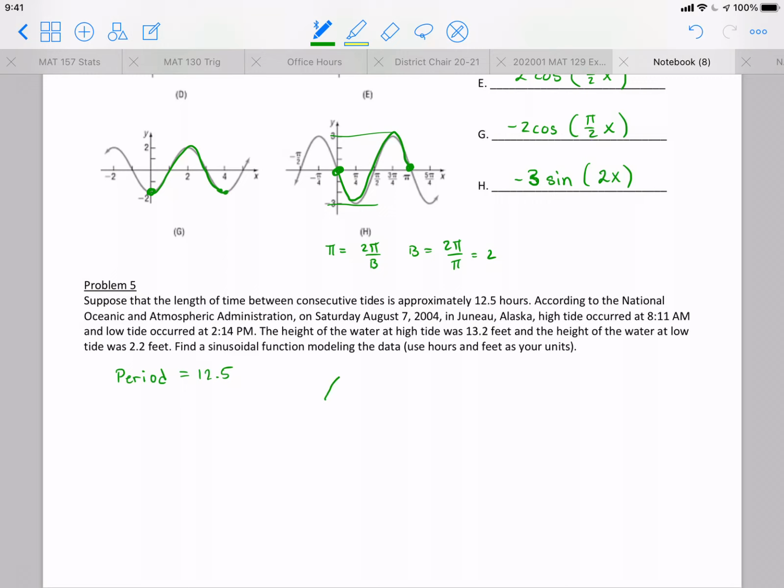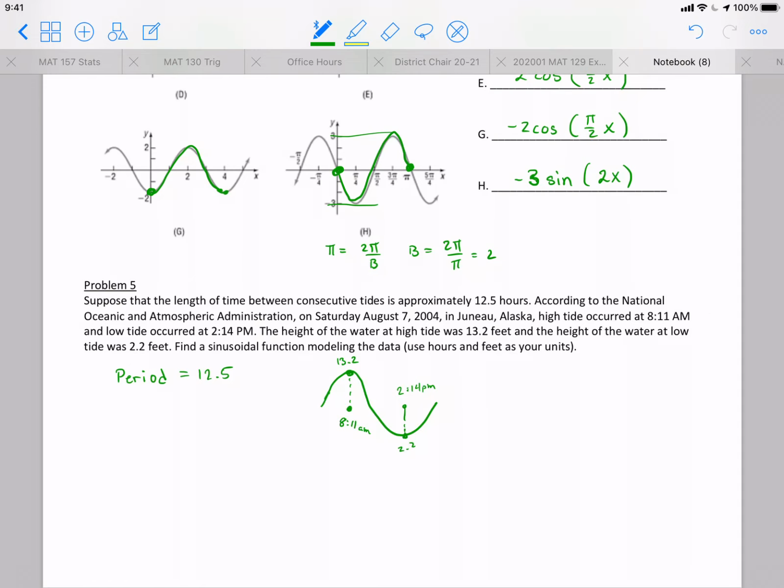So if you're thinking of like a sine function, right? High tide occurred at 8:11 a.m. and low tide at 2:14 p.m. And the height of the water at high tide was 13.2 feet, and the height of the water at low tide was 2.2. So this is 13.2, this is 2.2. Okay, find a sinusoidal function and model the data.